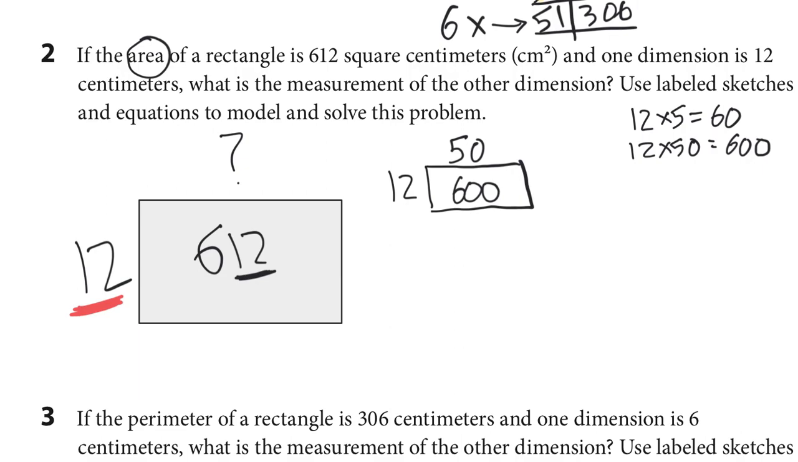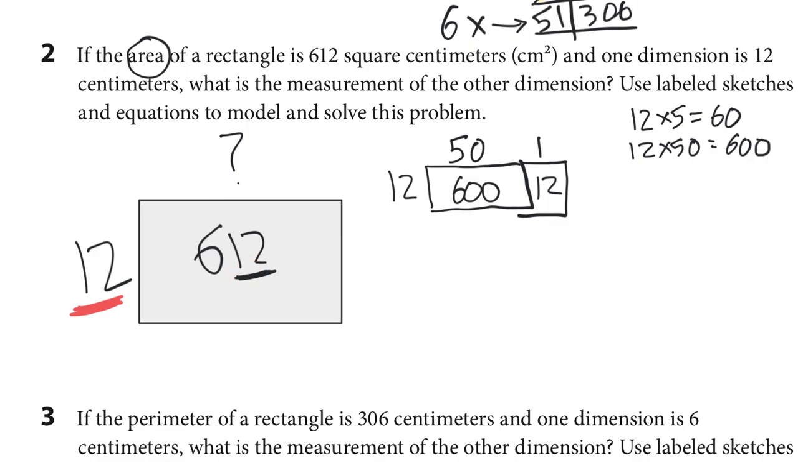I need to get to 12. So now I need just a teeny bit extra, and I need 12. I need to make 12. Well, I know that 1 times 12 is 12. So now I have these two areas that both add up to the 612 right here.